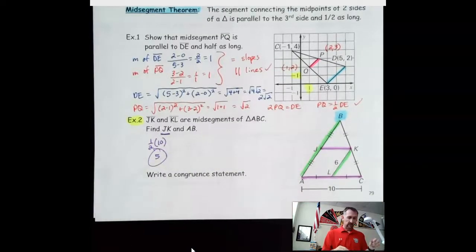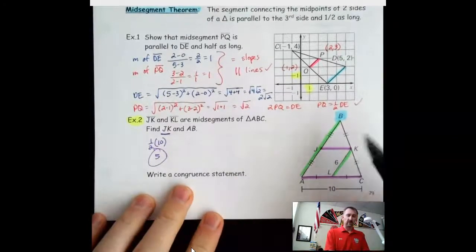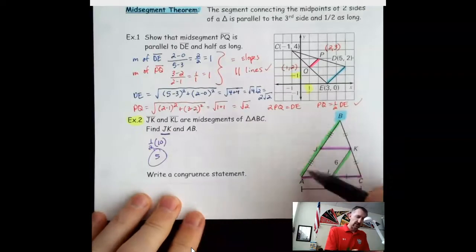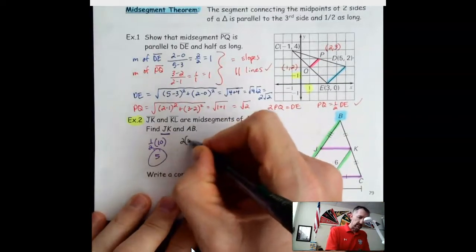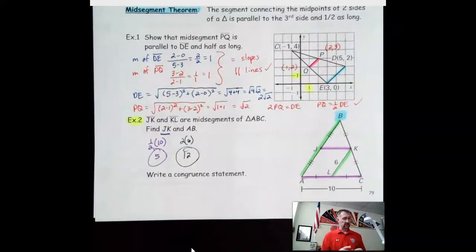Okay, so this is the normal situation. You're either gonna take half if you're trying to find the mid-segment, or if you have the mid-segment, you're gonna double it. So that's gonna be 2 times 6. That's gonna be 12. So that seems pretty straightforward. All right, write a congruent statement.